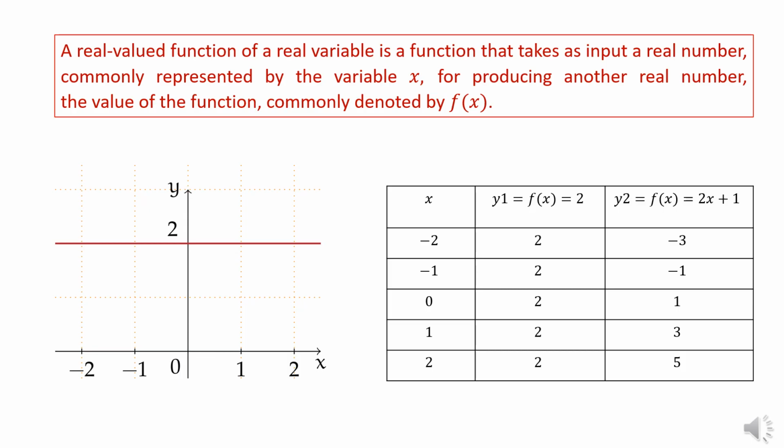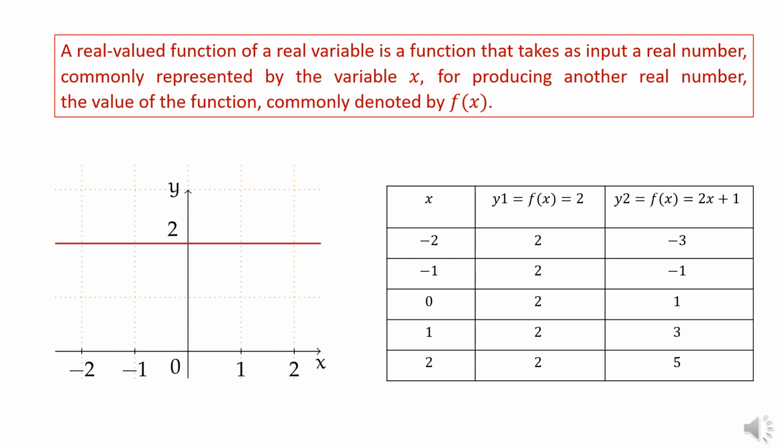A real valued function of a real variable is a function that takes as input a real number, commonly represented by the variable x, for producing another real number, that is the value of the function, commonly denoted by f of x. So we are very much familiar with a real function, and here f of x is a dependent variable and x is independent variable.